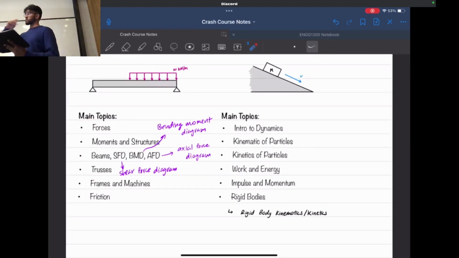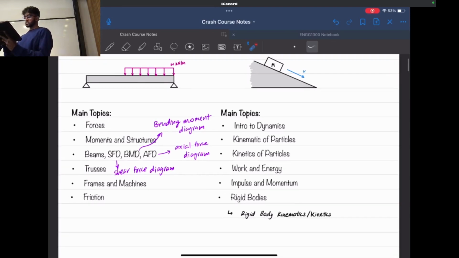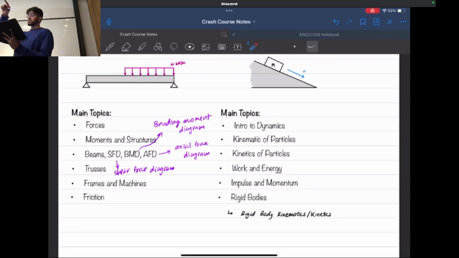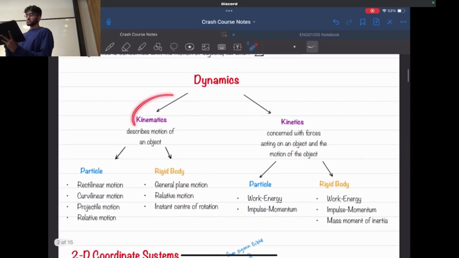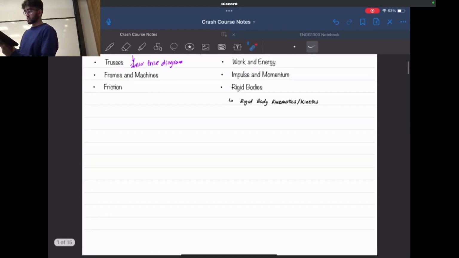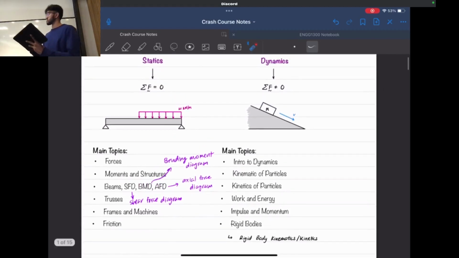Main topics for dynamics. So there's a brief introduction to dynamics, kinetics of particles. They're very similar, but not quite the same. But they are related to each other. Work and energy, impulse and momentum, and rigid bodies. So later on, when I go through the dynamics part of the course, I'll break it up into kinematics and kinetics, and then we can break each one of these up into particle and rigid bodies. Okay? So I'll hand it over to Quang to start the statics section.